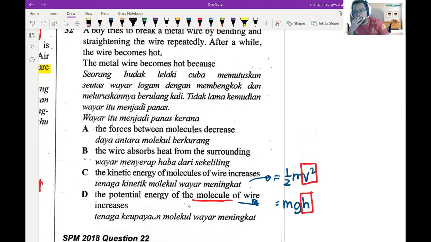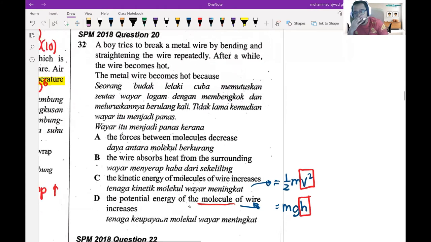Cikgu tak rasa potential lah, sekejap. Cikgu rasa kalau dia bend, dia bergerak. So, bila dia bergerak, sekejap, kinetic energy untuk heat capacity is changing temperature. So, changing temperature affect kinetic energy. Yes, kinetic energy.